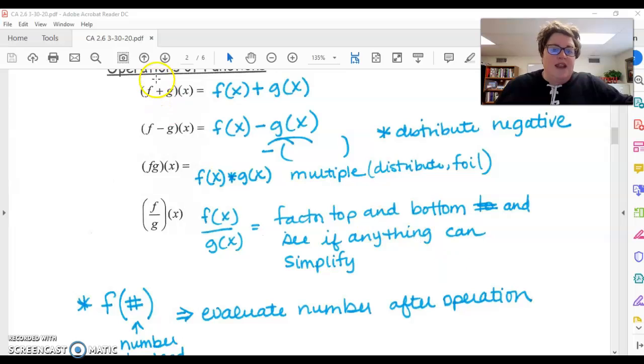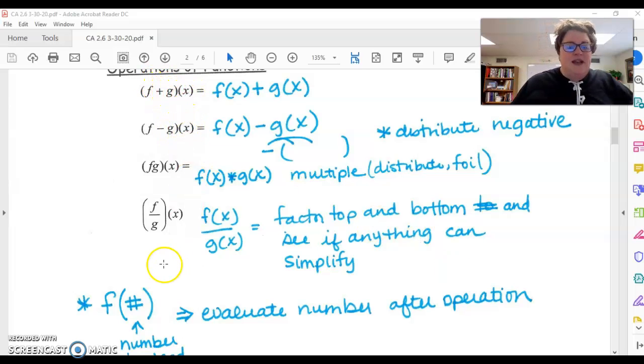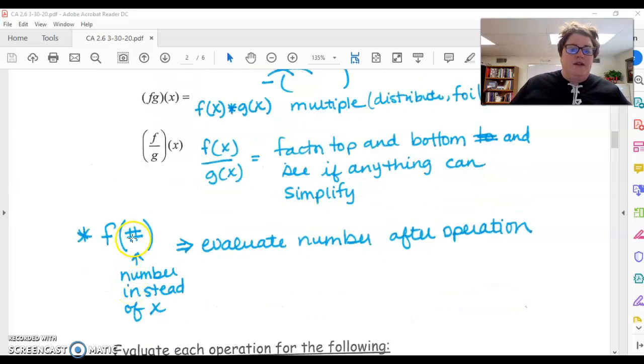Now, for a lot of these, you'll notice it's f plus g of x and f minus g of x. If the x is replaced with a number instead of the x, and some of these will be for sure, you want to evaluate the number, so substitute in the number and evaluate after you do the operation. So you do your operation first and then substitute in that number, evaluating that function.